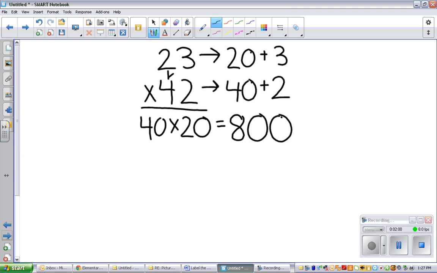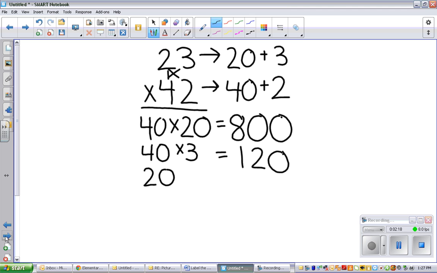Now I'll solve 40 times 3. And this gives me the answer of 120. Now I'll move on and multiply the 2 in the tens column by the 2 in the ones column on the bottom. So that problem is 20 times 2, which equals 40. Again, I'm making sure I line up my place values.